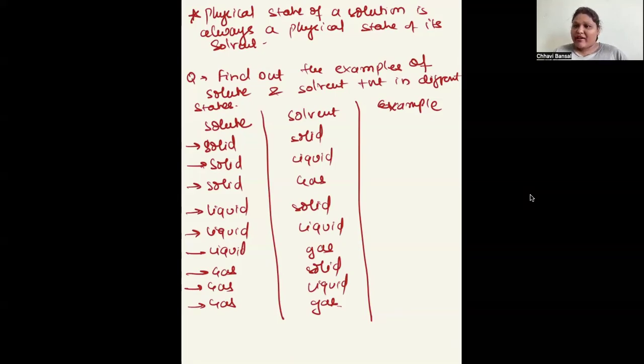For example, air. Air is a mixture, right? Air is also a solution, which is a mixture of what? Gases. So gas into gas. There is a gas which is in major quantity like nitrogen, and there are gases which are in a very smaller quantity like CO2. So it makes it a gas into gas solution. Okay, clear?